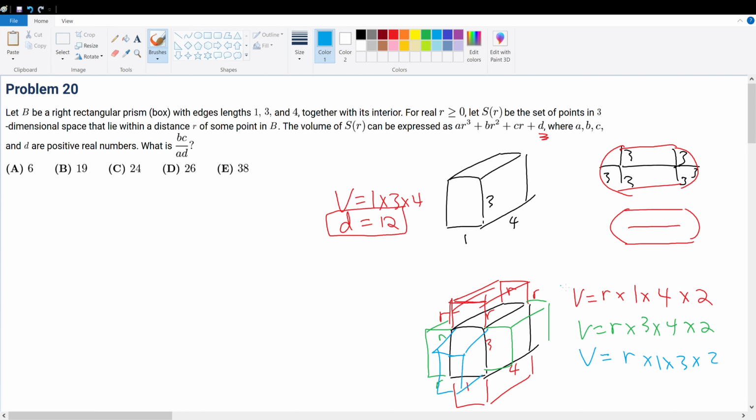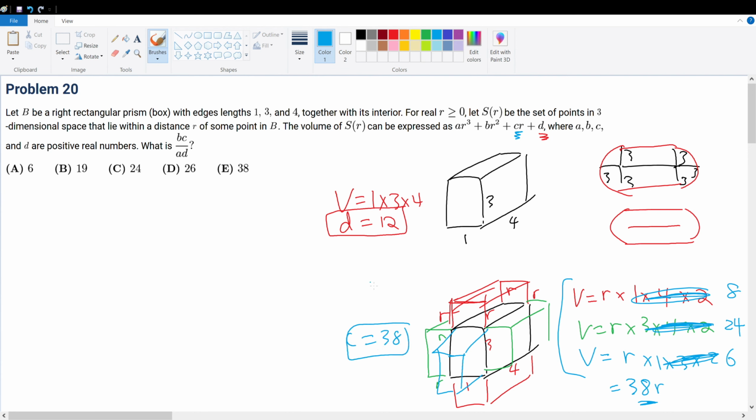So sum these together, what do you get? This is equal to 8, that's 8, and then that is equal to 24, and then this is going to be equal to 6. So that's equal to 38. So that's equal to 38R. And 38R corresponds with CR. So that means we know from here C is equal to 38.